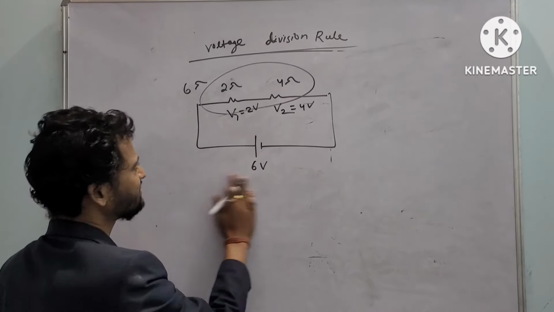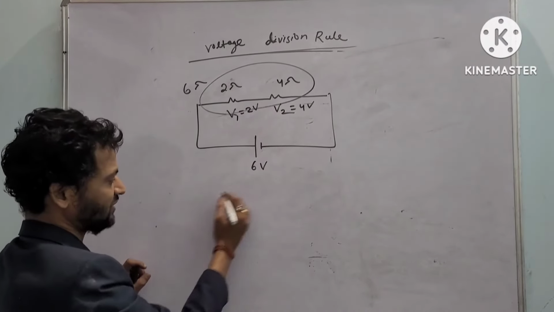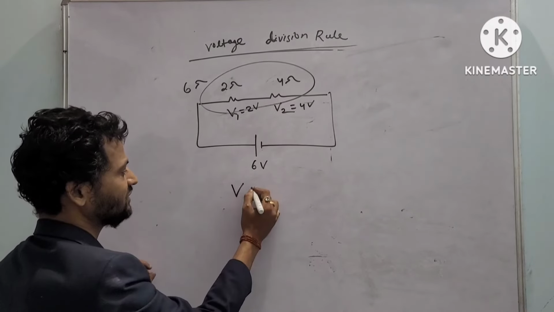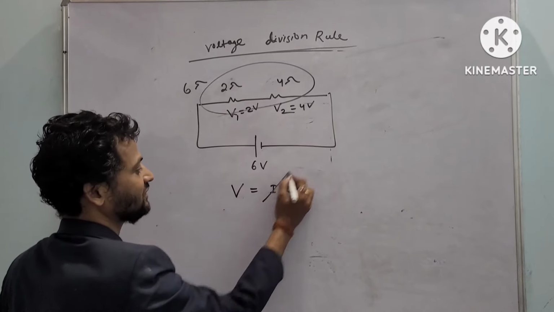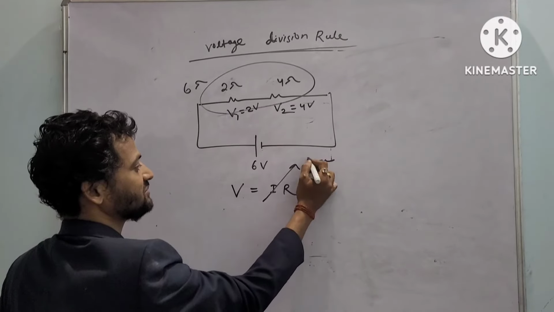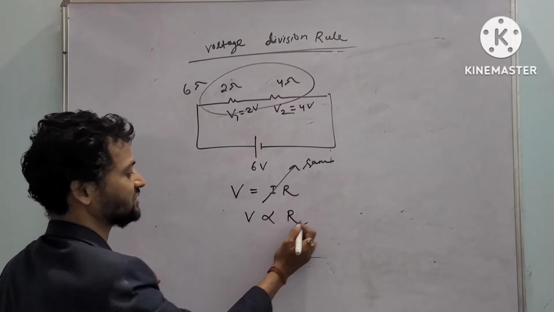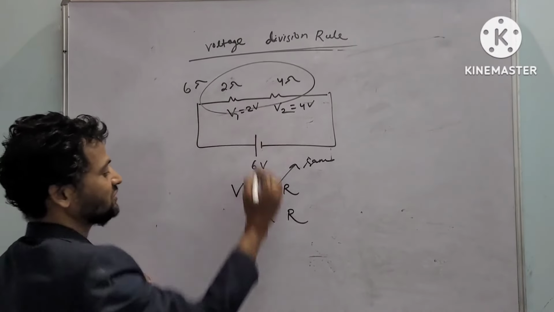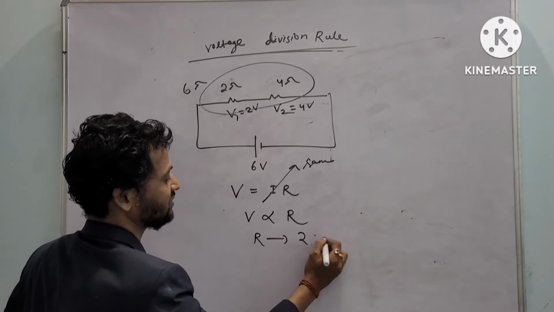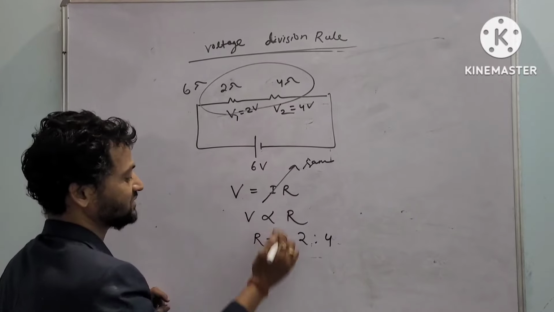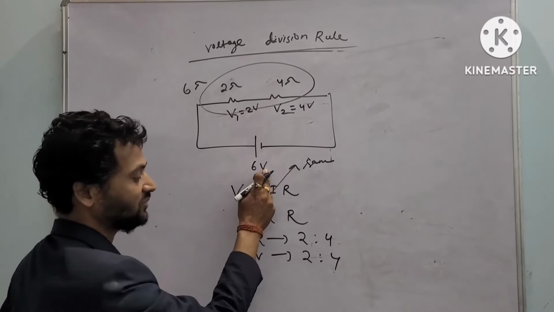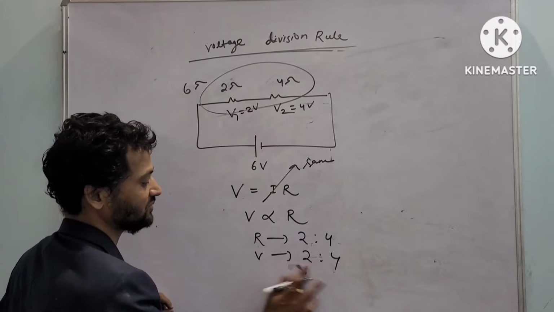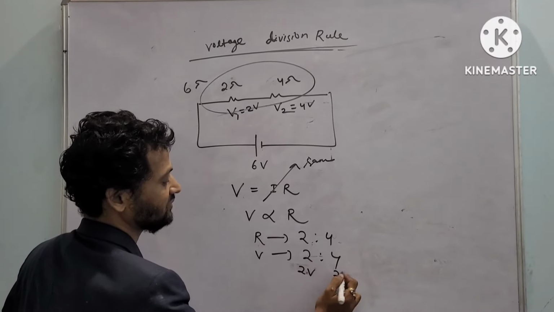ठीक है. और एल्स यू कैन गो फॉर अनदर थिंग, अनदर प्रिंसिपल. लेट यू नो V is equal to IR. सीरीज में करंट इज सेम, सीरीज में करंट सेम होते हैं, मतलब V is directly proportional to R. टेक द रेशियो ऑफ रेजिस्टेंस. रेजिस्टेंस का रेशियो कितना है? 2:4. वोल्टेज का भी रेशियो कितना होगा? 2:4 ही होगा. तो 6 वोल्ट, इसमें कितना होगा? 2 वोल्ट, और इसमें कितना होगा? 4 वोल्ट.